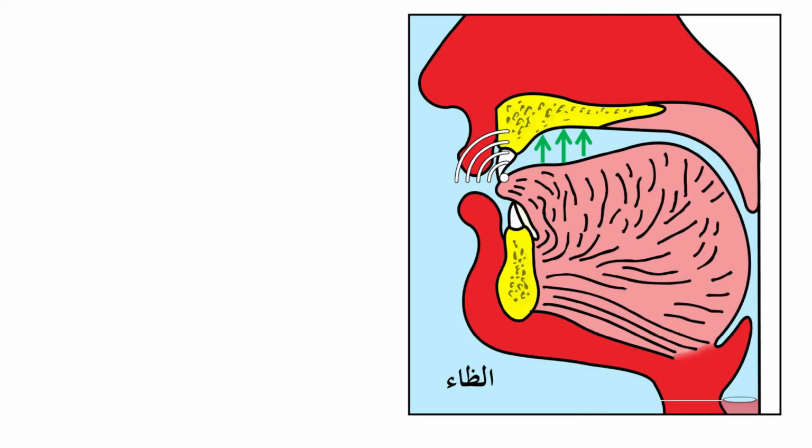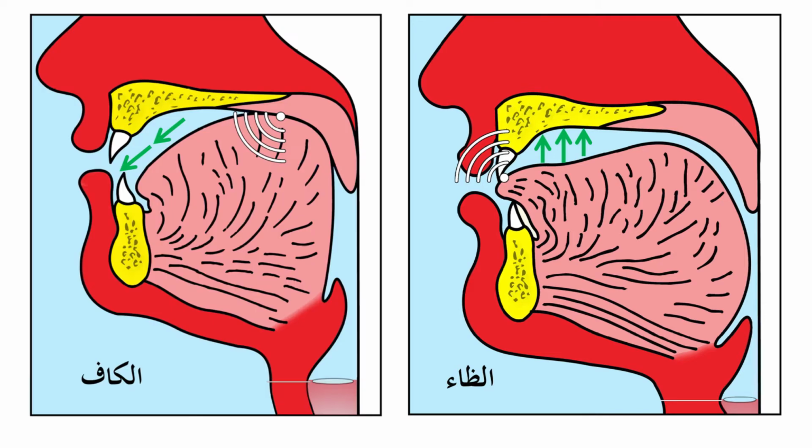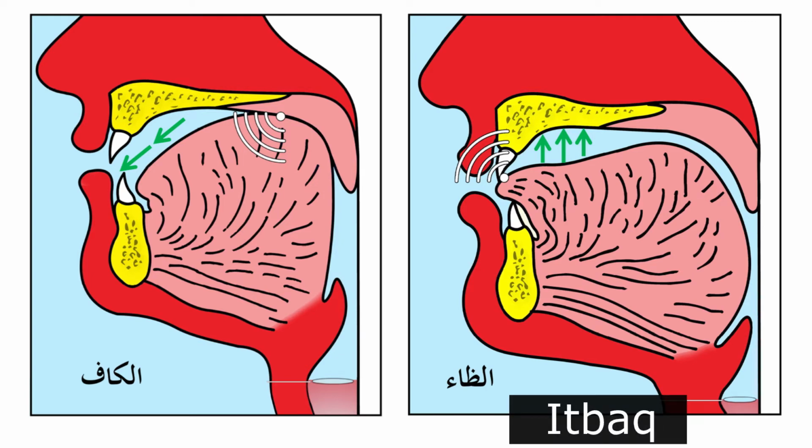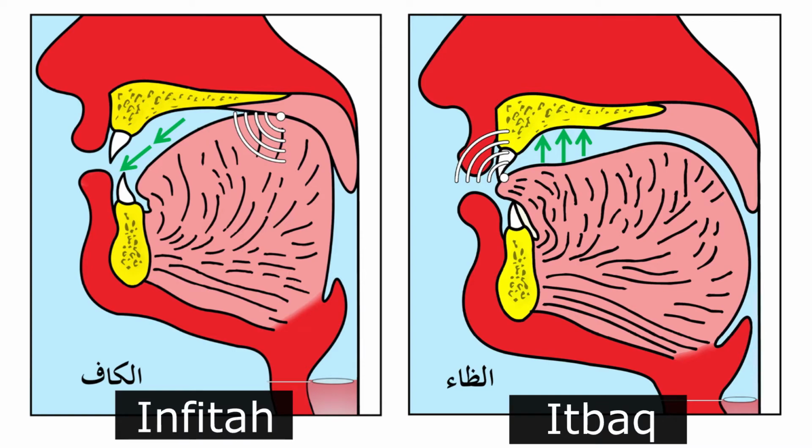Let's look at some images to explain this a bit further. Here with the Dha, for example, you see how the sound is confined between the tongue and the upper palate. If we compare it to the Kaf, the sound isn't confined between the tongue and the upper palate. So the Dha is confined, it has Itbaq. The Kaf doesn't have this confinement, and that is a letter of Infitah.